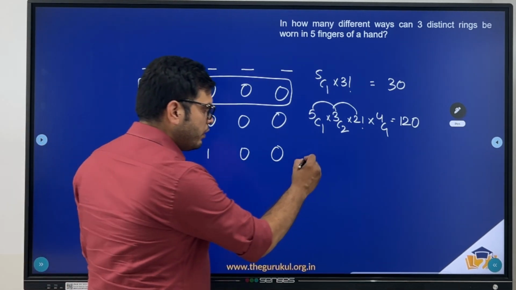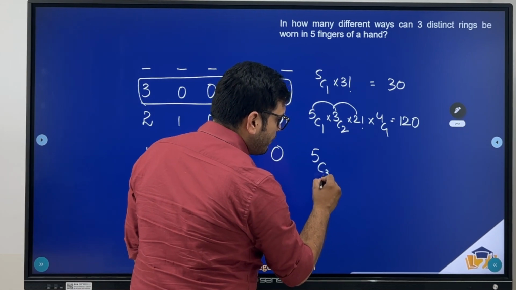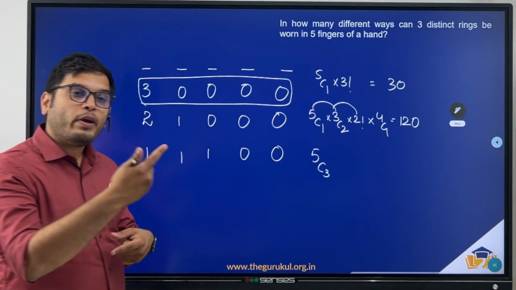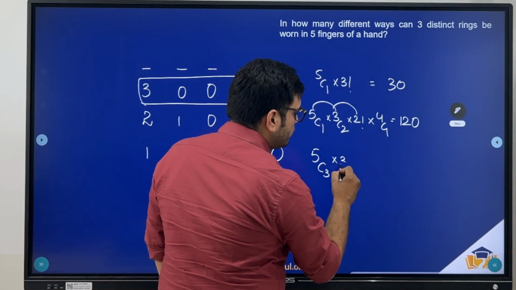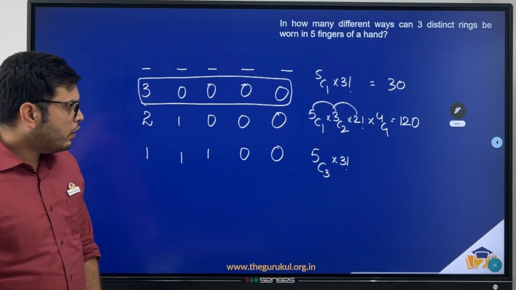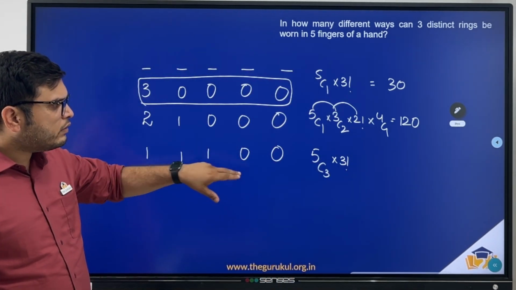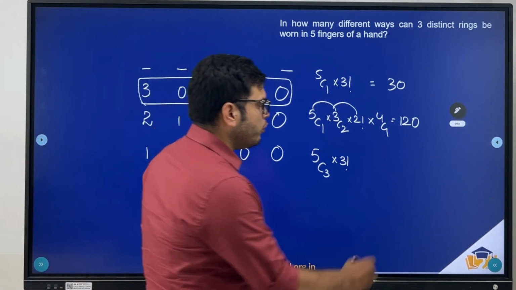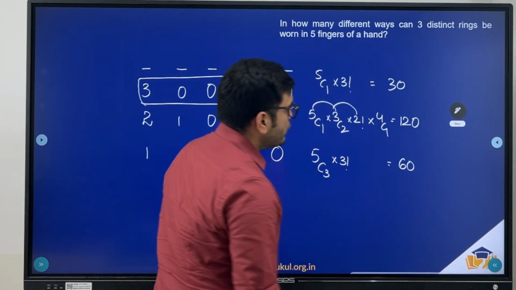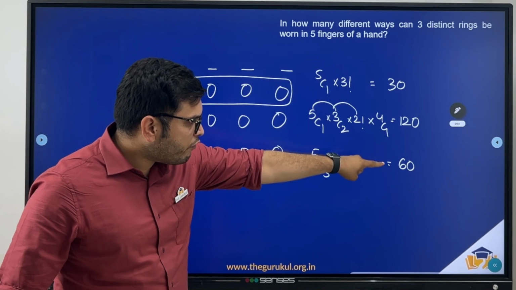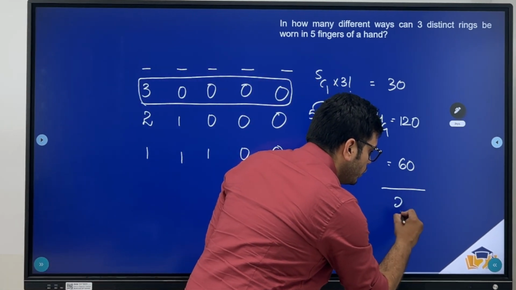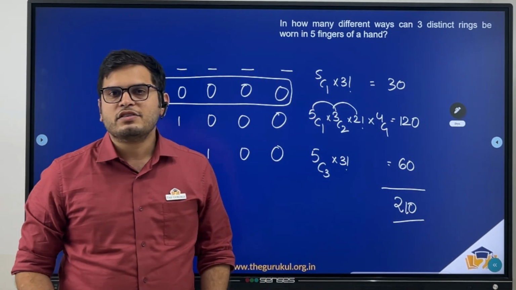Now the third scenario, 1 ring on each finger. From 5 fingers, we need to select 3. That can be done in 5C3 ways, and we need to arrange those 3 rings in 3 factorial ways. Now 5C3 is nothing but 10, and 3 factorial is 6. 6 into 10, 60. So 30 plus 120, 150, 150 plus 60, 210 should be the answer to this question.